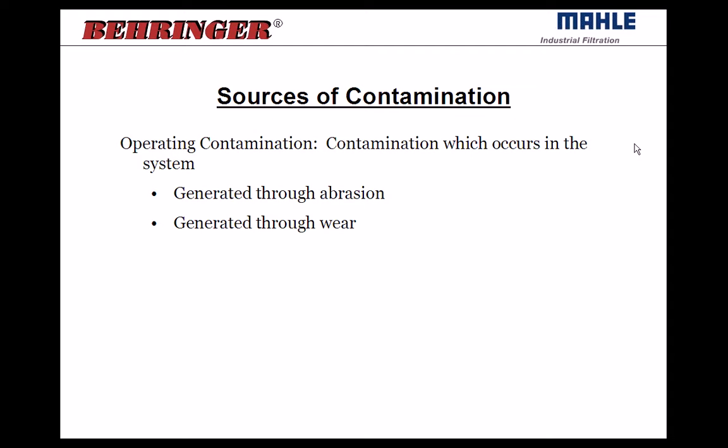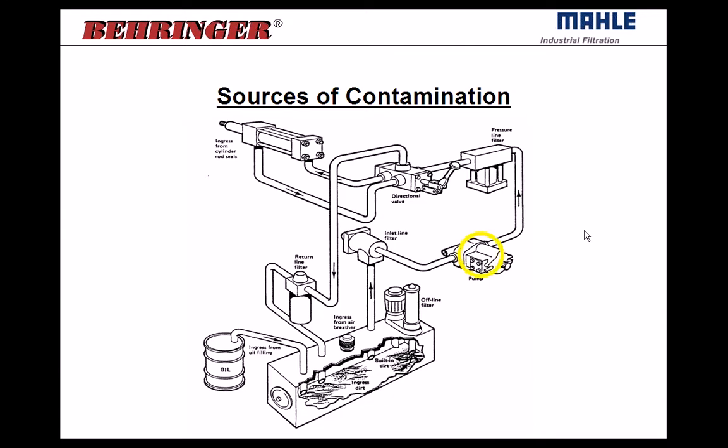Operating contamination, this is the contamination that occurs within the system, and that's generated through abrasion and through wear. And one of the key areas for generating contamination is your pump. Say if it's a gear pump, you've got gears meshing together and grinding together, and you have abrasion and wear from the gear contact. In other types of pumps, you're going to have metal-to-metal contact that's going to have abrasion and wear associated with it. So a pump is one of the main contributing factors to contamination within the system. Other ones are valves.